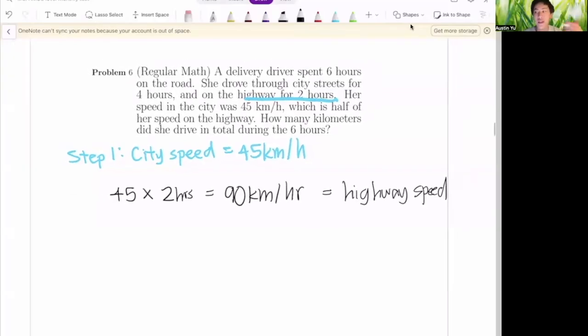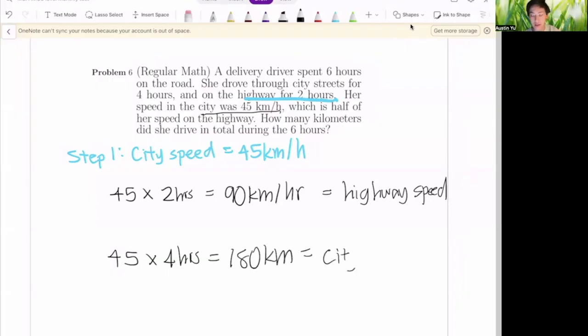And now let's find out the city distance. Again, it says that her speed in the city is 45 kilometers an hour times 4, since she spent 4 hours on the city streets. 180 kilometers is the city distance.